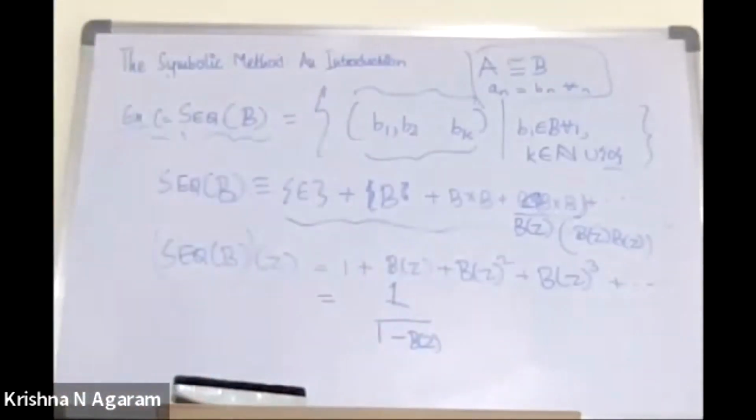What is that thing? Sorry. Minus, 1 by 1 minus BZ. BZ, right? Yes. Yeah, fine.